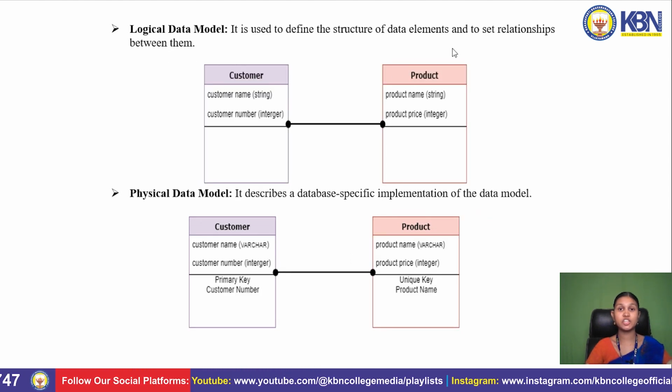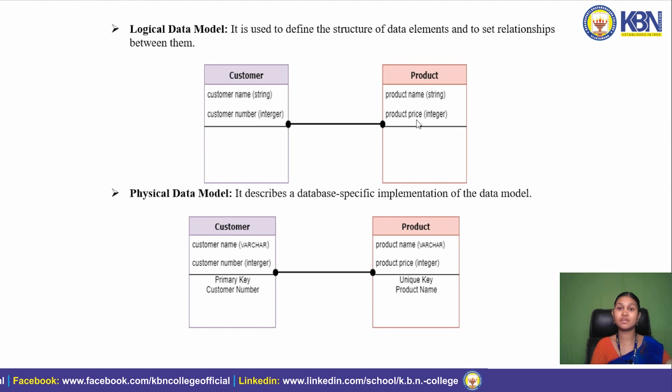It is the structure of data elements. Previously we saw the data model. Now in this logical data model, you have to mention the data type also. Customer name will be represented as a string, and customer number will be represented as an integer. Likewise, product name has data type string and product price is integer. Now, what is the physical data model?